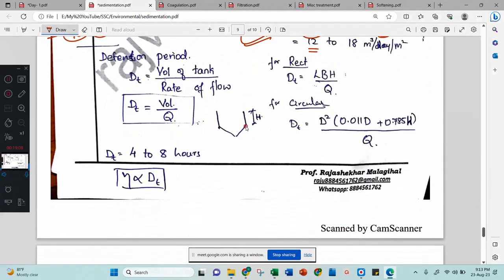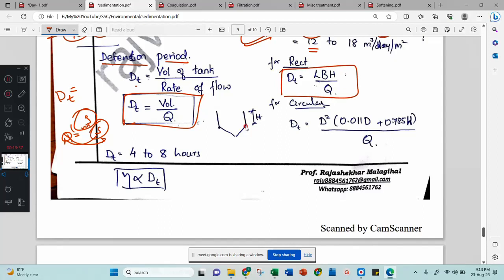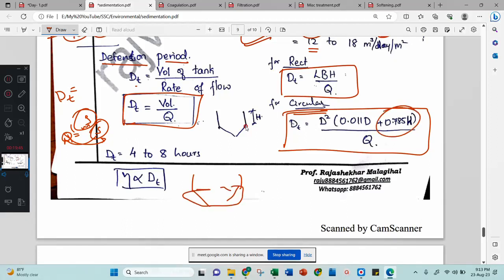Then after that we have the detention period. Detention period is the Q formula. You just have this equation: dt equal to volume of the tank divided by rate of flow, because Q is meter cube per second, meter cube per second means volume by t. You bring t this side and Q the other side, then dt equal to volume by Q. Then dt means detention time. Volume means L B H, and circular volume is something different. You learn this by heart, because we have a circular tank with some conical shape here. For that, some portion is added here. Therefore dt equal to this equation.